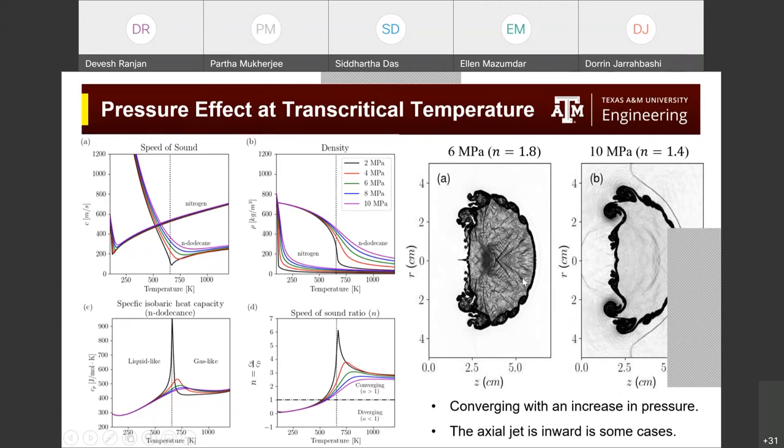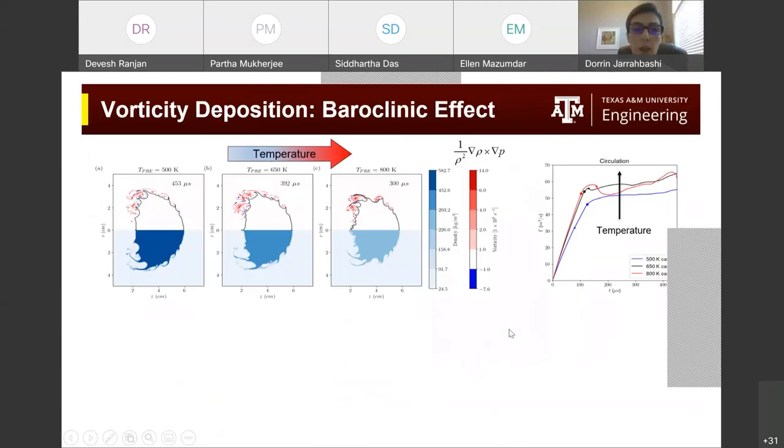So this means that we can have a wide range of converging cases, but in some cases, which we call a strong converging case, the axial jet is more evident.